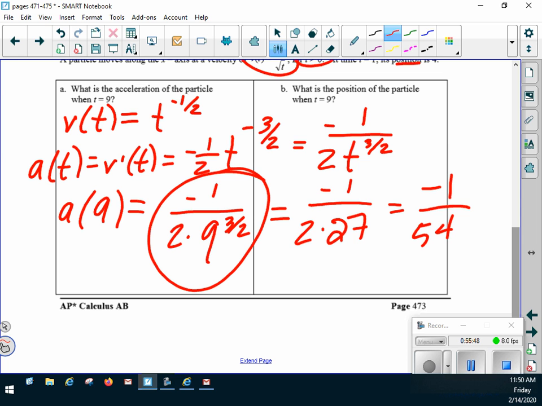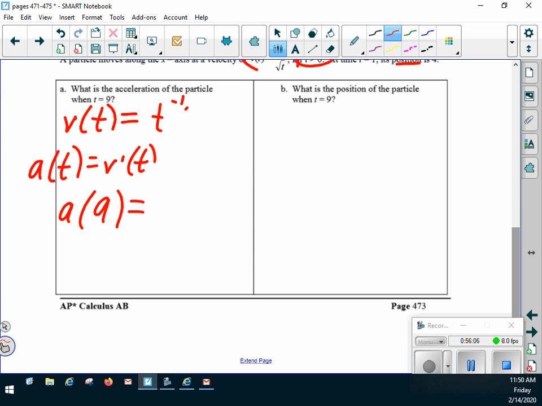What if I just plugged in the 9 to the original negative 1/2 t to the negative 3/2? If you plugged in a 9 right there, I think so. Yeah, I think that's a safe stop. Position. They don't give me any units, so you don't have to put units or units squared. You don't have to do that.